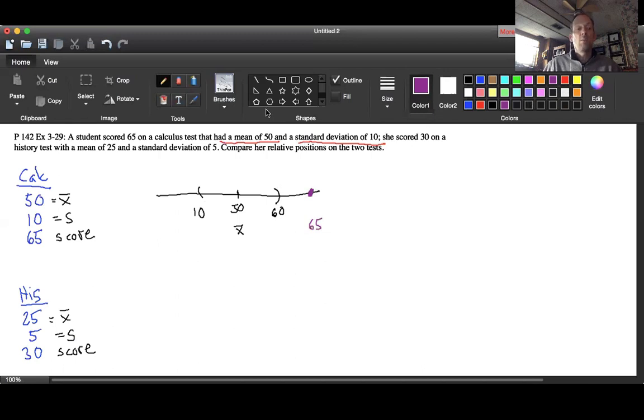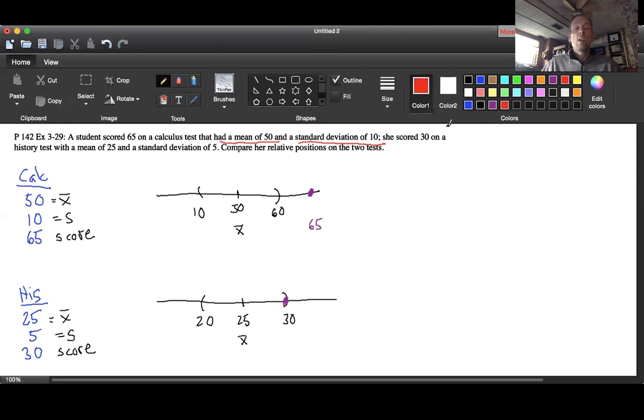I'm going to do the same setup for the history. I'm going to make a number line right here. In the center, I'm going to drop in the average, which was 25. And I'm also going to make the same range. 1 standard deviation above 25, 1 standard deviation is a 5, so it's going to put me at 30 on the high side. And on the low side, it's going to be a 20. They scored 30. I'm going to pencil that in right here. I'm going to write, this was their score, and have that in magenta.